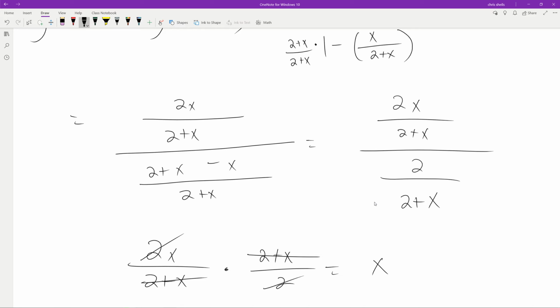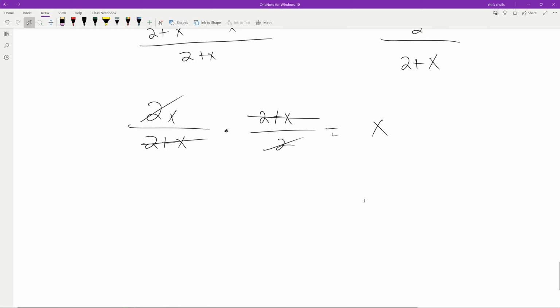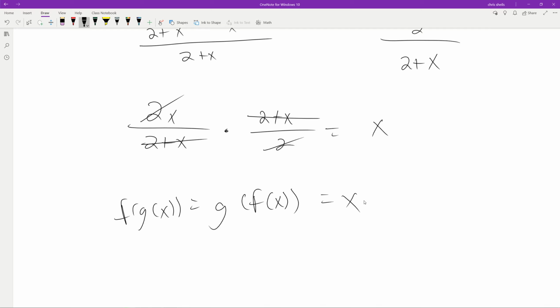So this is x. So here, I got that f of g of x is equal to g of f of x, which is x. This means that f of x and g of x are inverses of one another. Okay, and that'll be it for 1.6.